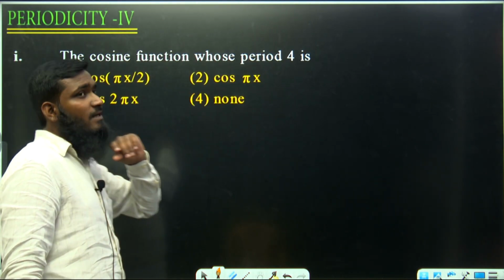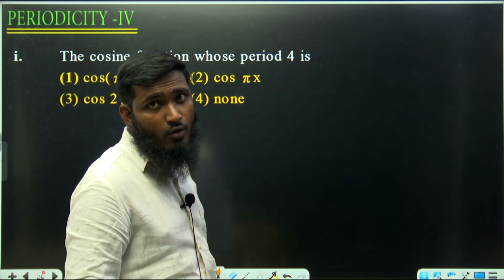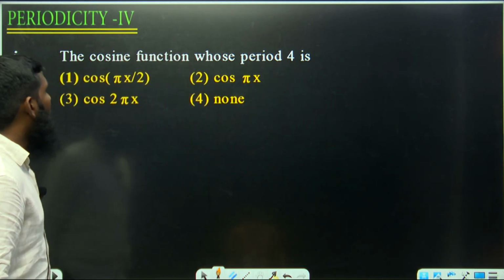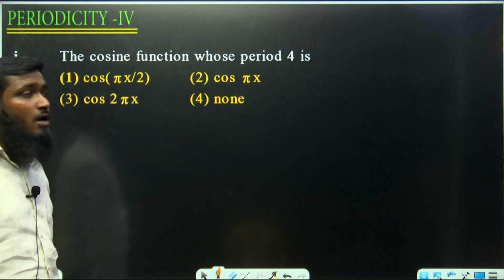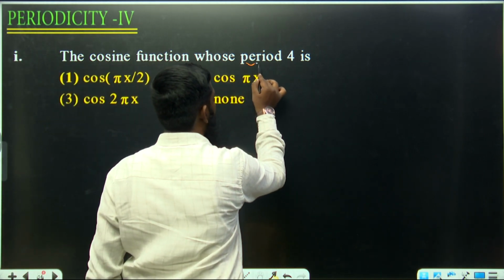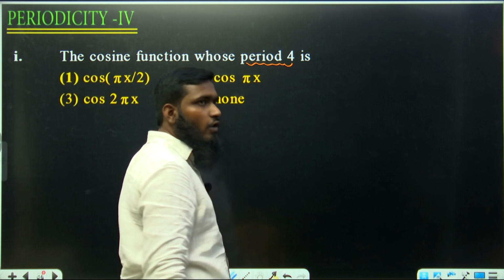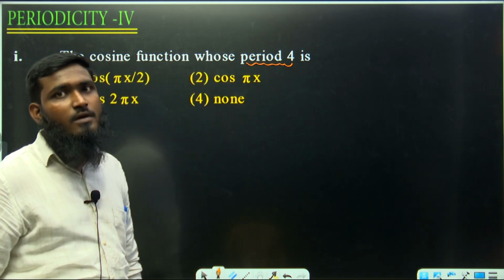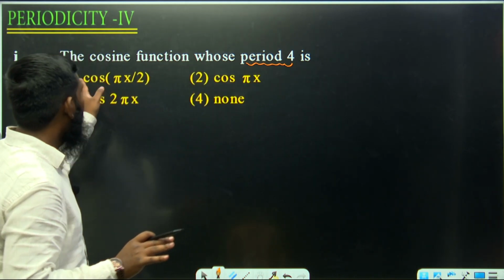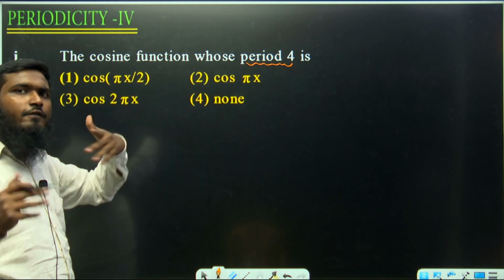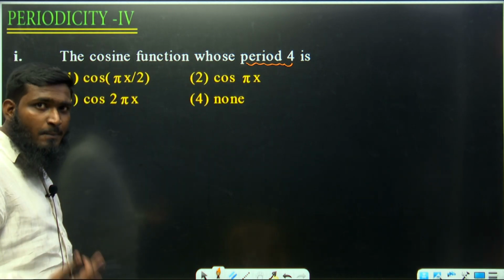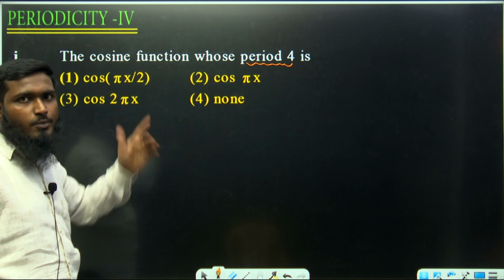Now let us go for some different types of questions. These questions have been already asked in the examination. The cosine function whose period is, already the period has been given over here, 4. Now we have to find out the function. So it is a simple case: for all these functions we are having, we have to find out the period. Whichever period is equal to 4, that option will become correct.